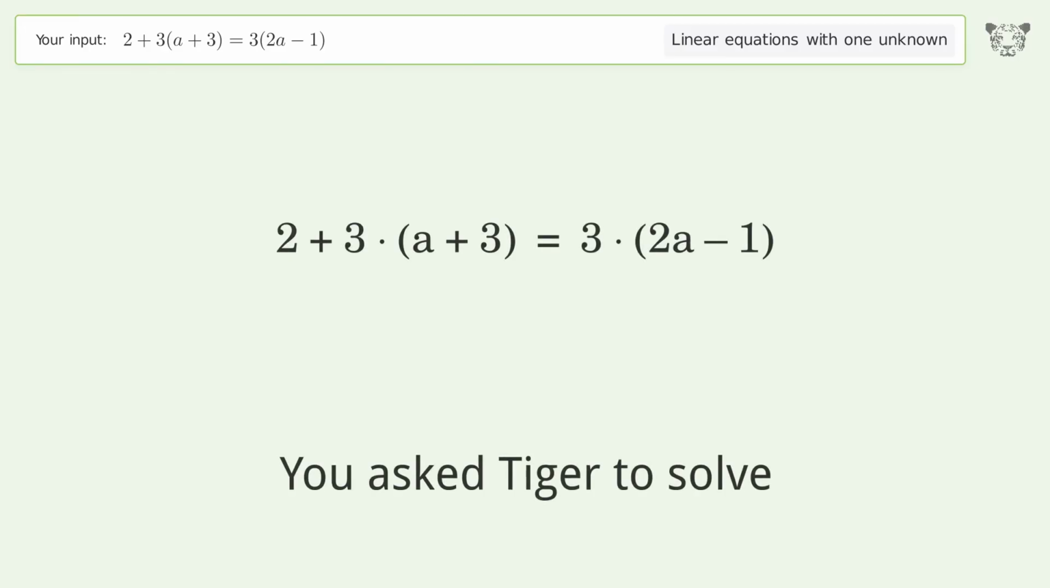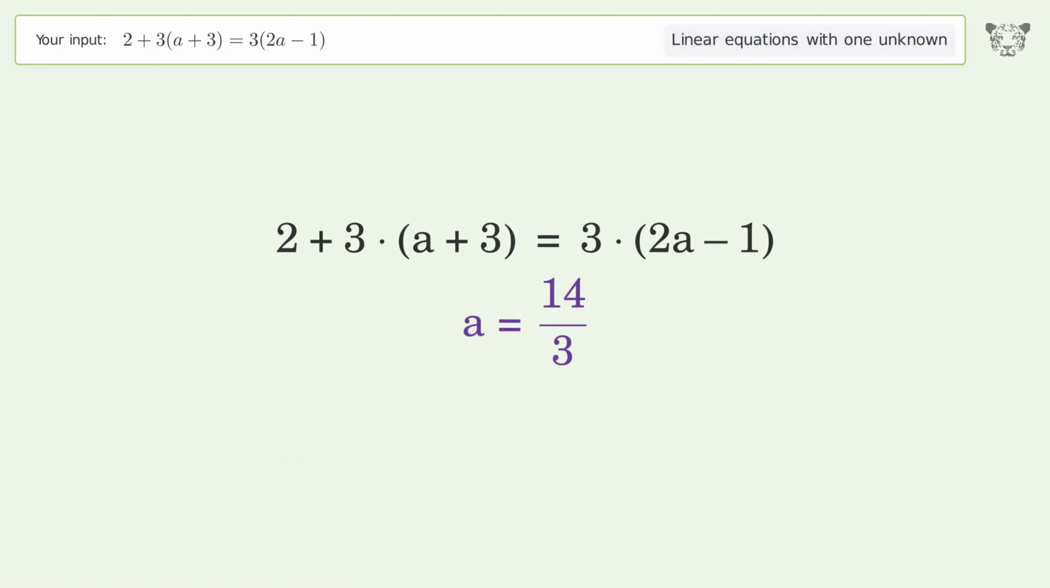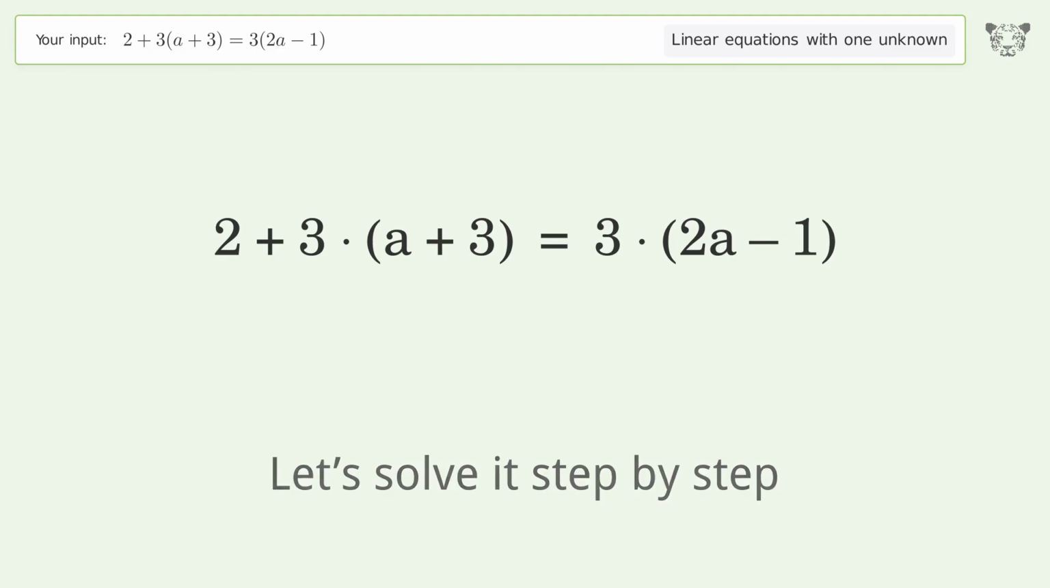You ask Tiger to solve. This deals with linear equations with one unknown. The final result is a equals 14/3. Let's solve it step by step.